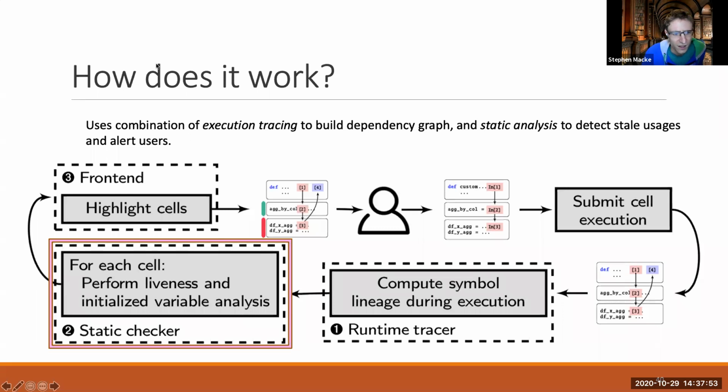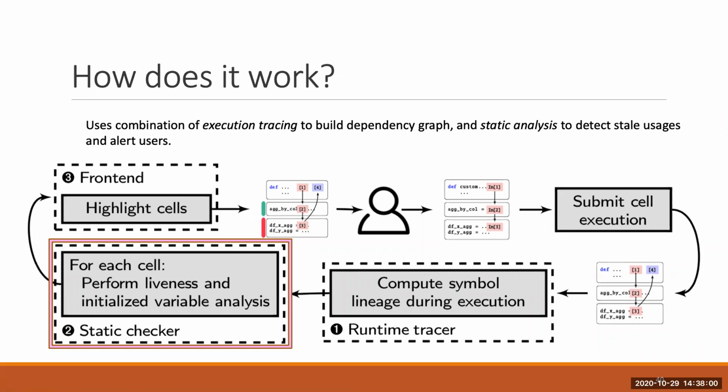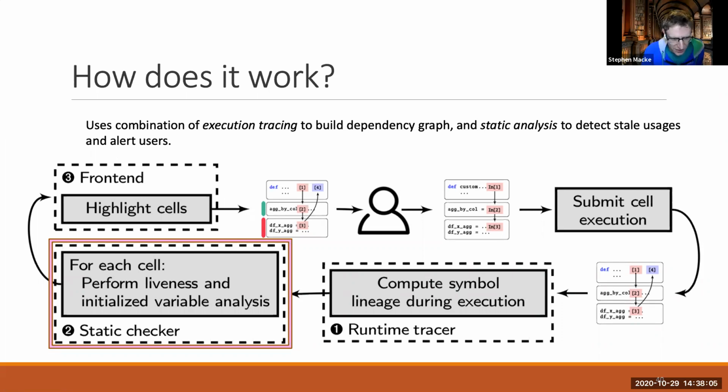Now, the next step is that the tracer just computes the symbol lineage. In order to actually compute these highlights, we use static analysis to determine whether a cell has a live reference to a stale variable. And similarly, we use another analysis technique called initialized variable analysis in order to determine cells that we can run in order to resolve staleness.